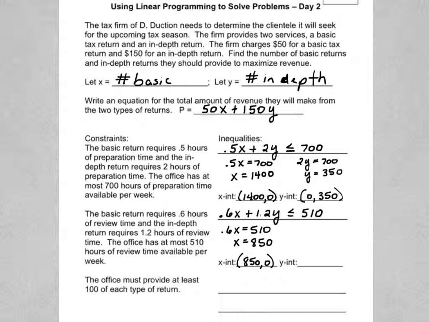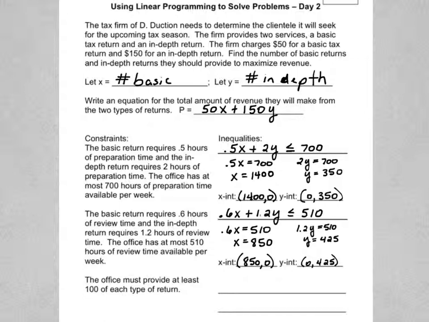And our y-intercept will be at 1.2y equals 510. Let me go back. 1.2y equals 510. So when I divide by 1.2, when I find the y-intercept, the y-intercept is at 425. Okay, and so that point will be 0, 425.